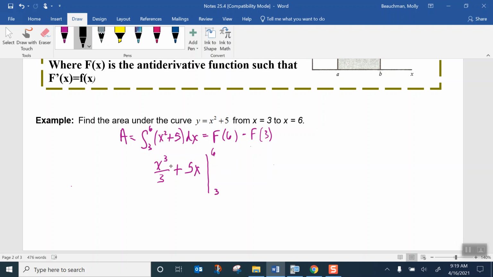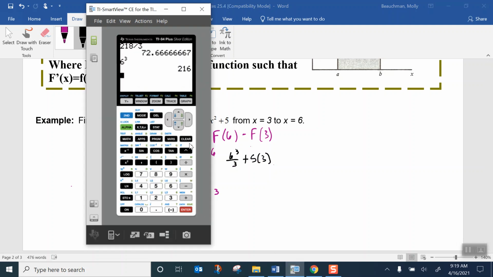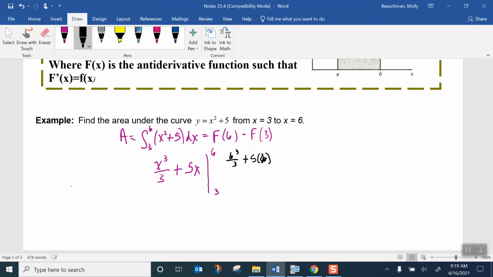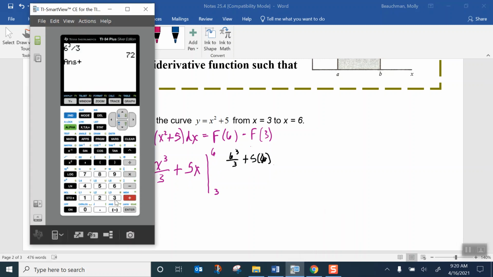So I get 6 to the power of 3 divided by 3 plus 5 times 6. So let me get the calculator. 6 to the power of 3 divided by 3 is 72, plus 5 times 6, which is 30, gives us a value of 102.